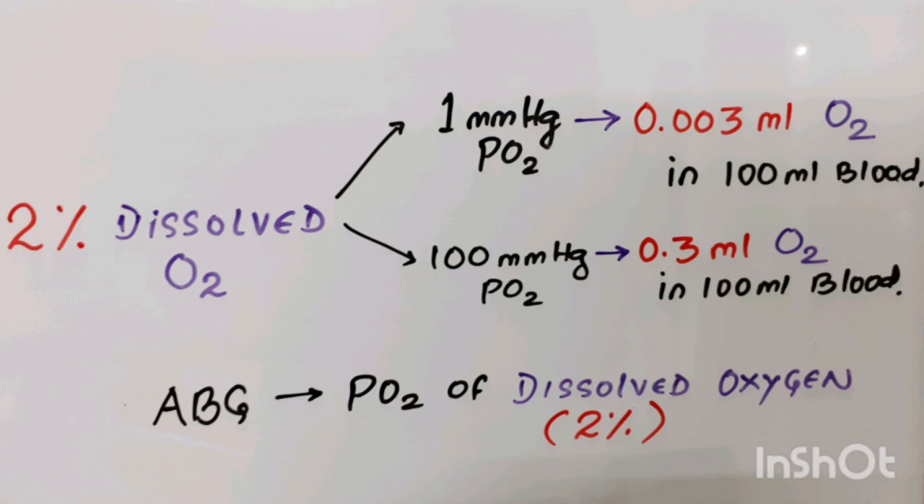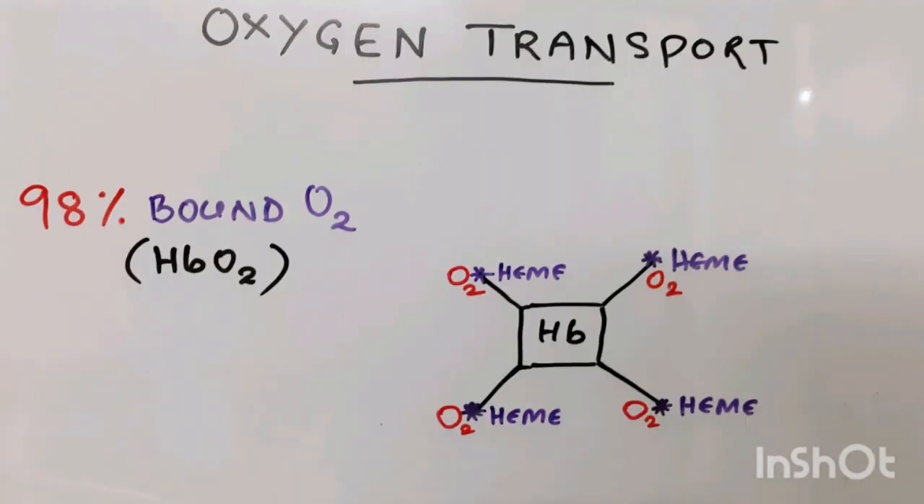We say that 98% of oxygen in the blood after diffusion from the alveoli is bound to hemoglobin. Now, the normal adult hemoglobin, that is HbA, is a 4 protein molecule with 2 alpha chains and 2 beta chains. Each protein chain is attached to one heme unit. Each heme is capable of reversibly binding to one oxygen molecule at each ferrous atom.